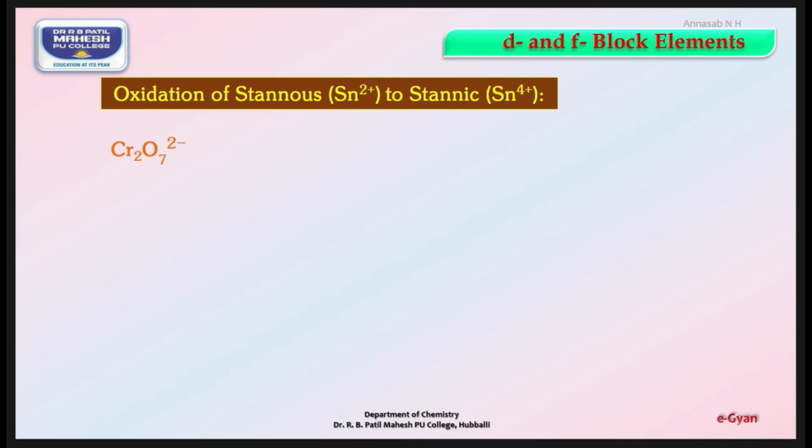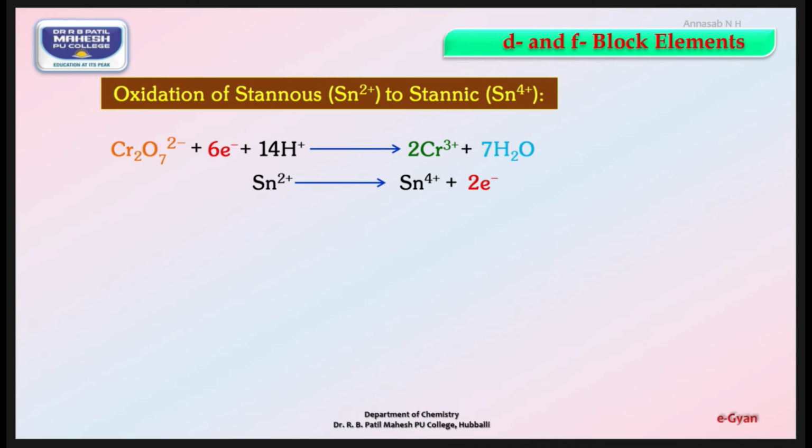We have dichromate ion Cr2O7 2 minus, which converts into Cr plus 3 by the gain of 6 electrons and 14 H plus ions, that is in acidic medium, and gives rise to 7H2O. Sn2 plus is going to liberate 2 electrons and become Sn4 plus. Just to balance the equation and cancel the electrons, we can multiply the second equation by 3, so that we can cancel a total of 6 electrons from the right side of the second equation and the left side of the first equation.